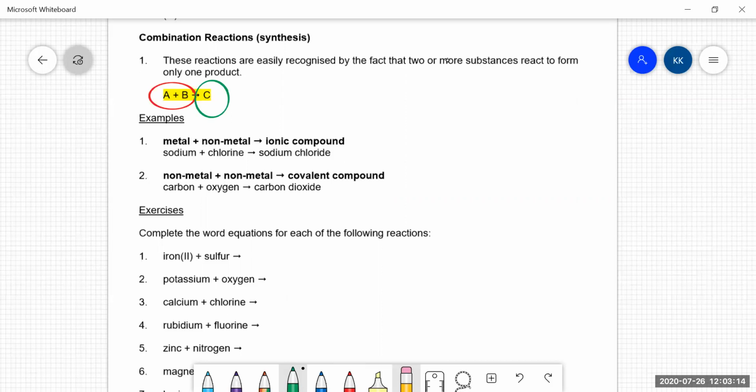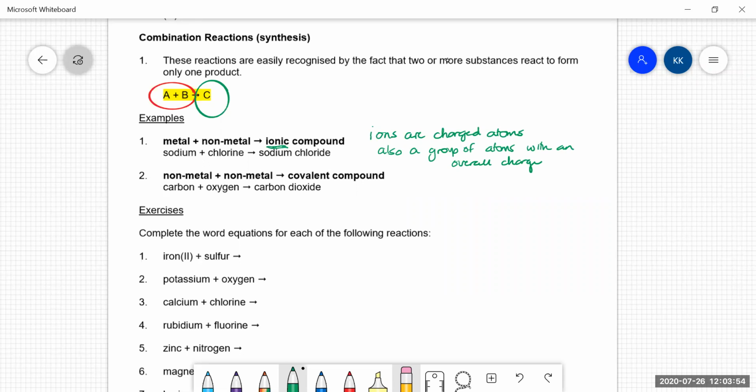Now, these can happen between metals and non-metals. And when you do that, you get an ionic compound made of ions. And you remember, ions are charged atoms. Or sometimes ions can be a group of atoms that have an overall charge. So that's between a metal and a non-metal.